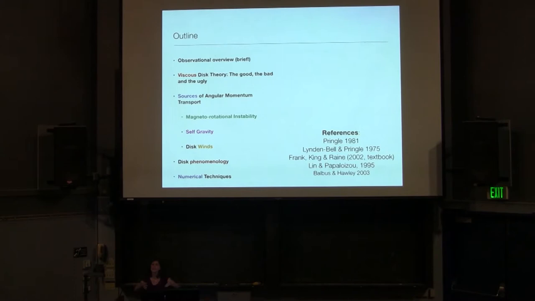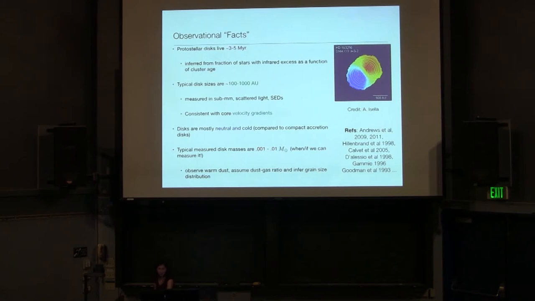And then at the very end, I think I'm going to skip the disk phenomenology just due to time, and then I'll spend a little bit more time just reviewing some of these numerical techniques, which you may have already seen, but just to remind you of what we do when we're specifically trying to understand protostellar or protoplanetary accretion disks. So what do we know about protostellar or protoplanetary accretion disks?